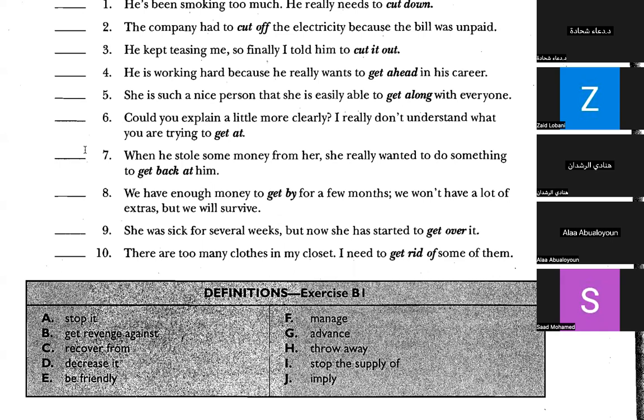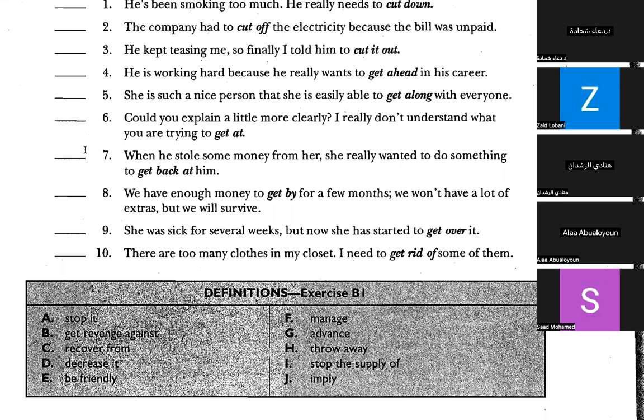Could you explain a little more clearly? ممكن تشرح لي بشكل أوضح لو سمحتي. I really don't understand what you are trying to get at. That means, what is your goal behind what you're saying? It means what your intention is, probably from having this talk. So what does it mean here, to get at?